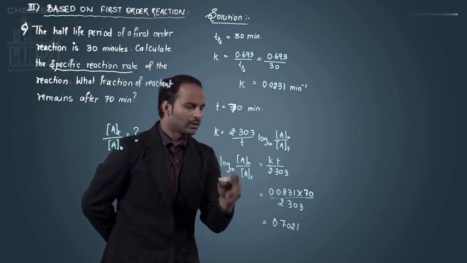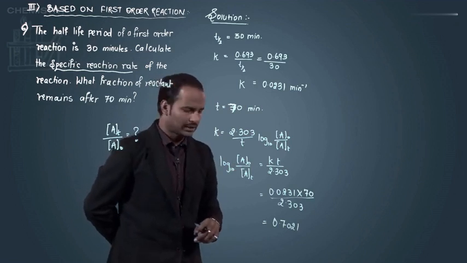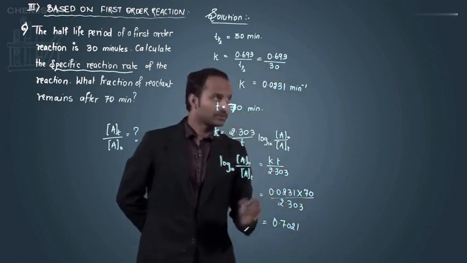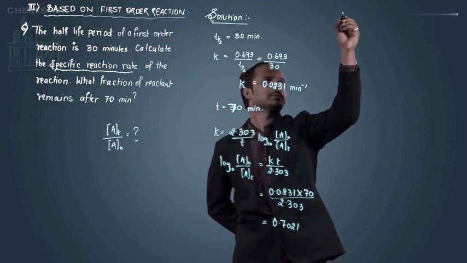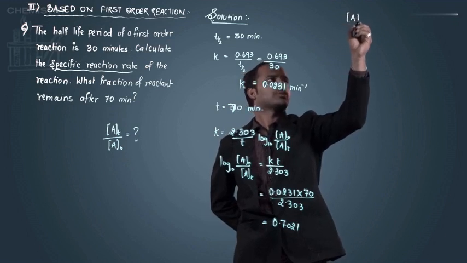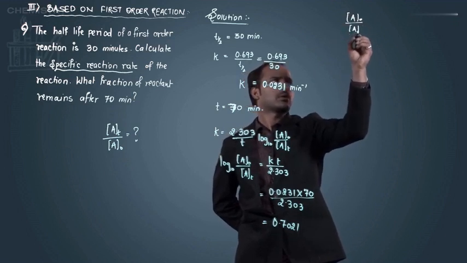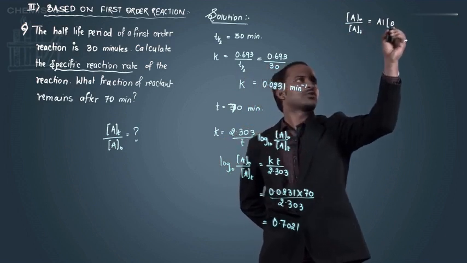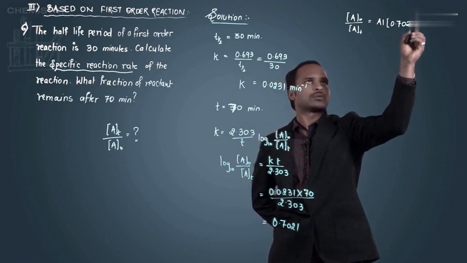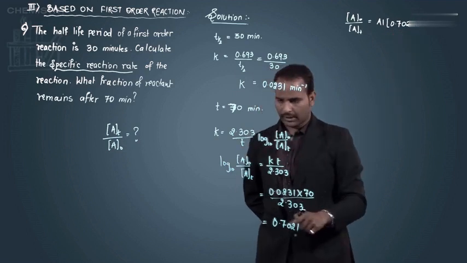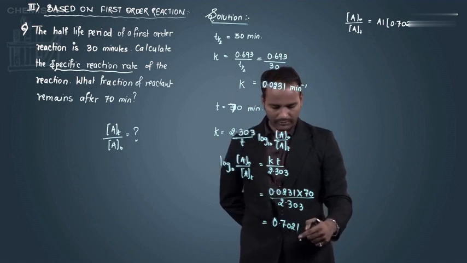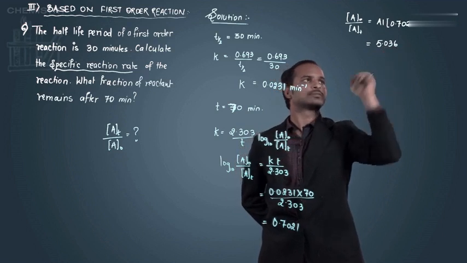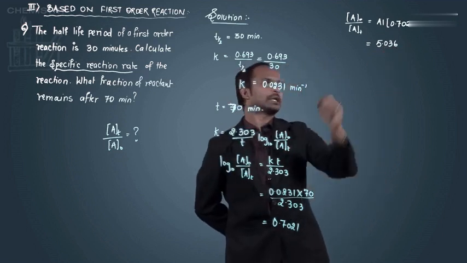So 0.7021 is log to the base 10 A naught upon At. We have to calculate A naught upon At, so taking anti-log, A naught upon At is equal to the anti-log of 0.7021. The anti-log of 0.7021 is equal to 5.036. So it's A naught upon At.